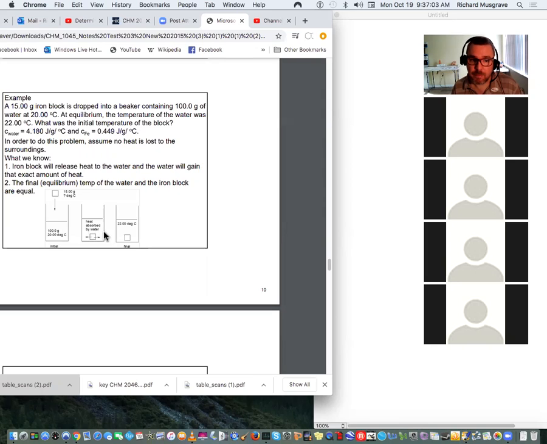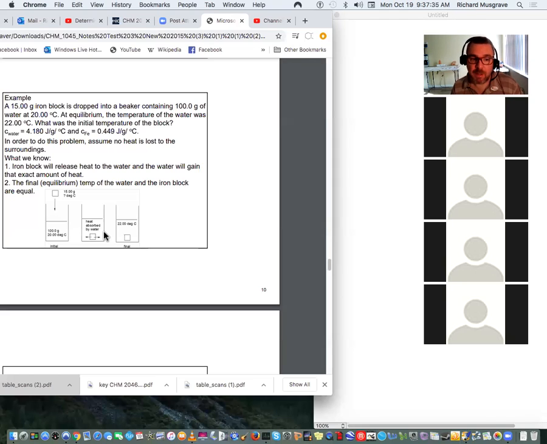Are these measurements of heat exchange within a certain time period? Well, it's until it reaches equilibrium, which I'm getting to in a second, Roland. Okay, gotcha. So here's what we know. The iron block will release heat to the water, and the water will gain that exact amount of heat. That's the first thing we assume. The other thing is we get this final or equilibrium temperature. And that final temperature is going to imply that both the iron and the water are at that temperature.